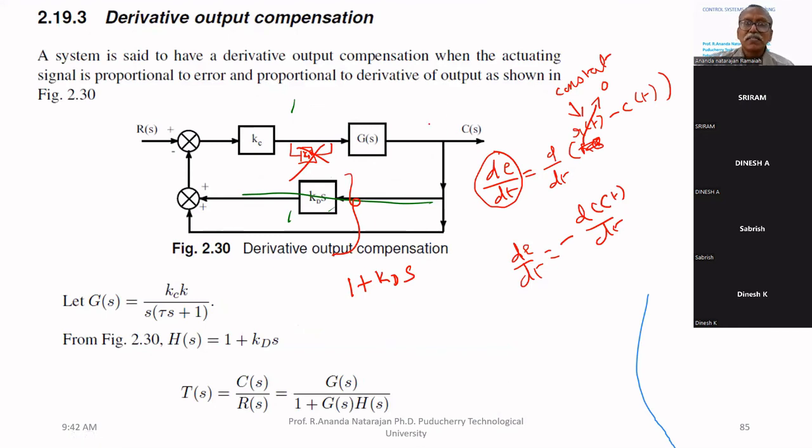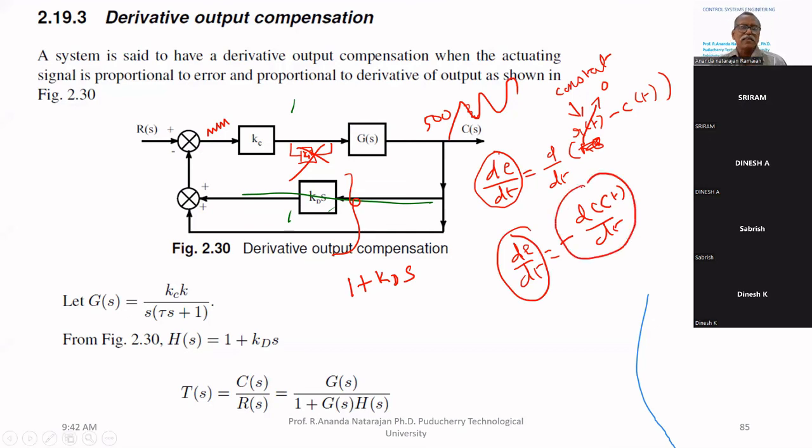Why? Because C is 500. It varies about 500. Here error means a very small signal. You cannot distinguish between error and noise. But here C is a very big signal. Noise is superimposed on that. So noise cannot dominate here. So instead of using d by dt, here we are using dc by dt. The effect is the same.